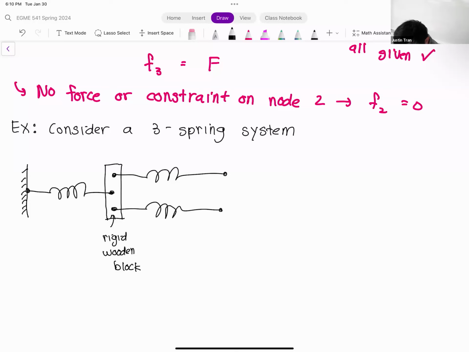Let's go ahead and label all the nodes here. We have one node that's attached to the wall, node 1. Everything on the block is going to move together, so I'll call that entire wooden block node 2. And then we have 2 free nodes out here, node 3 and node 4. These 3 springs are all going to be different. The first spring that's attached to the wall, we'll call Ka. The second spring that's up top, we'll call Kb. And the third spring on the bottom, we'll call Kc.